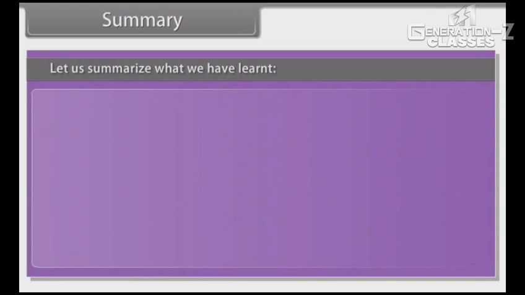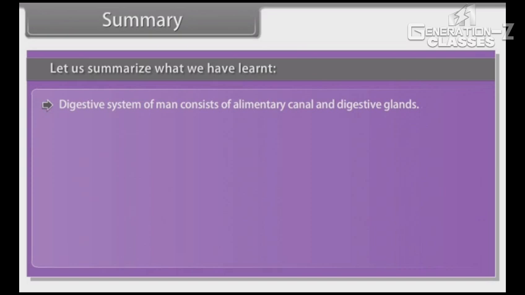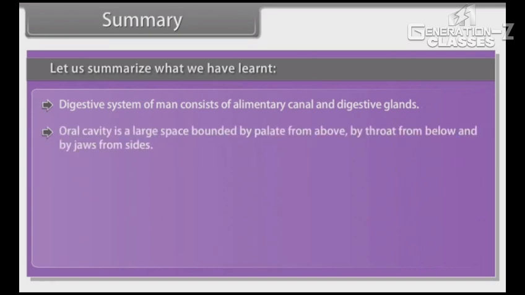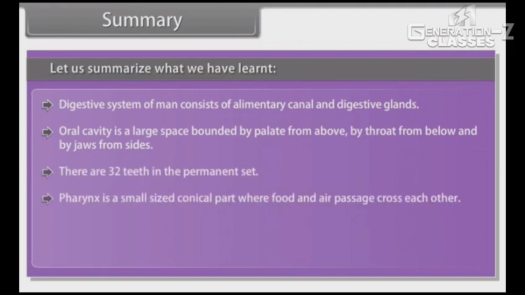Summary. Let us summarize what we have learned. The digestive system of man consists of the alimentary canal and digestive glands. The oral cavity is the large space bounded by the palate from above, the throat from below, and the jaws from the sides. There are 32 teeth in the permanent set. Pharynx is a small conical part where the food and air passages cross each other.